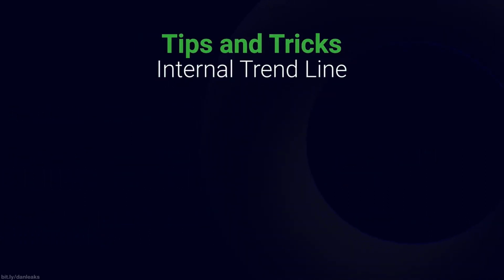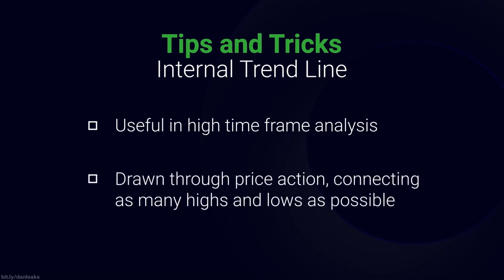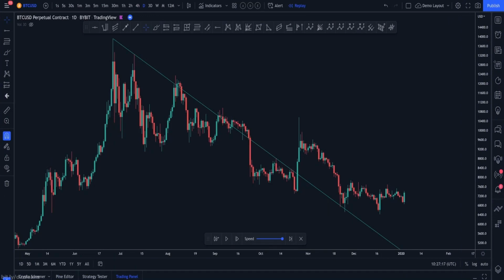An internal trend line can be useful in high time frame analysis. This trend line is drawn through price action, connecting as many highs and lows as possible. Now let's have a look at an example of an internal trend line. Here we have the Bitcoin chart on the daily time frame, and this trend line is created with this pivot up here connected to this second pivot here, and then extended to the right.